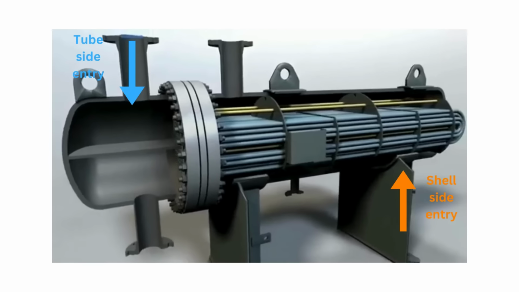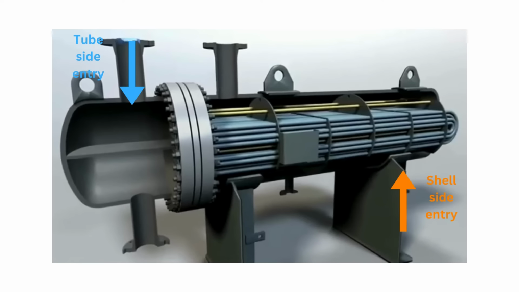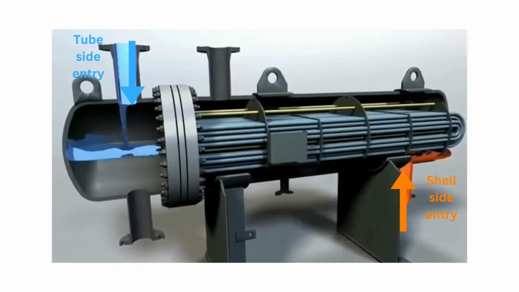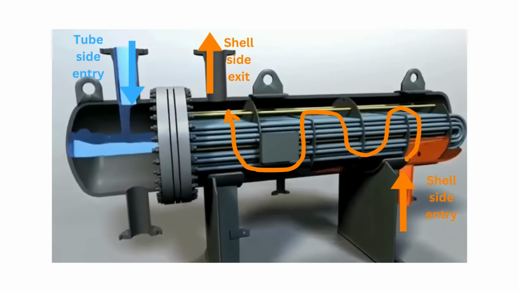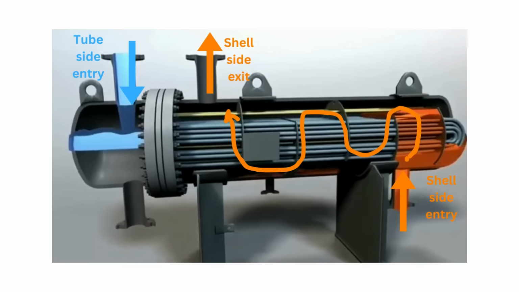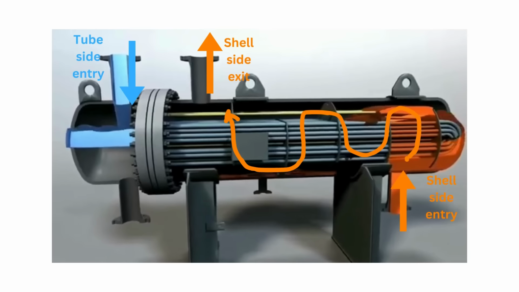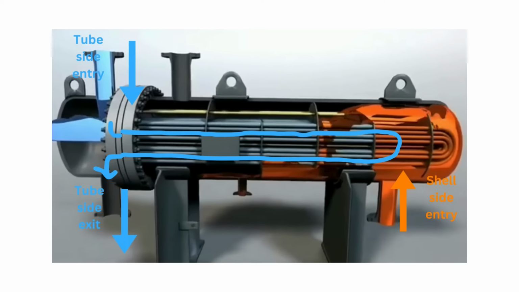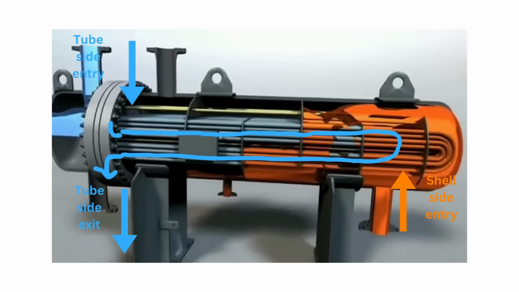Tube side cold fluid enters from the top side in the bonnet and shell side hot fluid enters from the bottom side of the shell. Shell side hot fluid flows inside the shell across the horizontal segmental baffles and moves out from the top side of the shell. Tube side cold fluid goes inside the tubes and returns back to the header through the U-tubes.